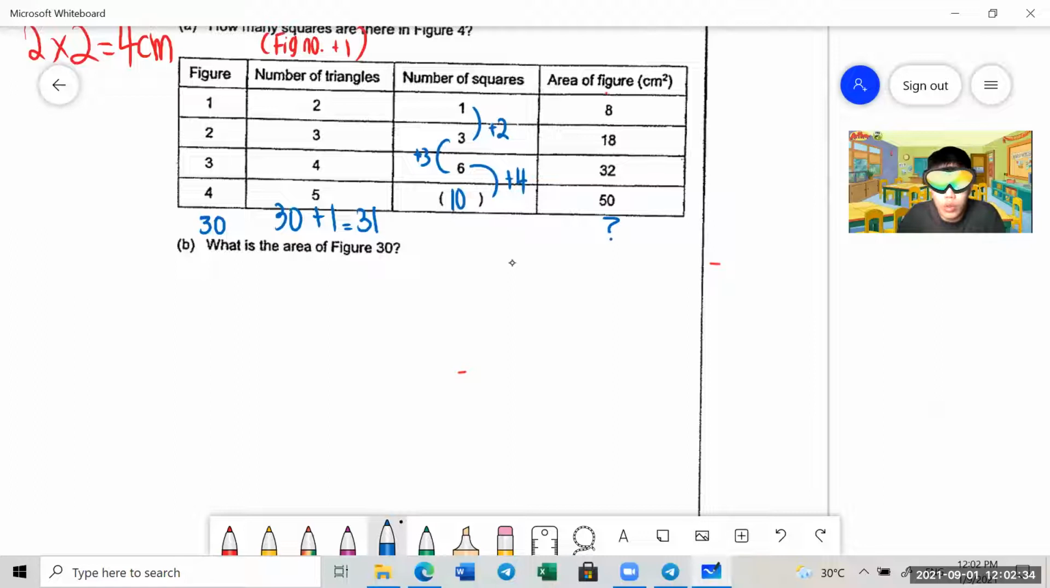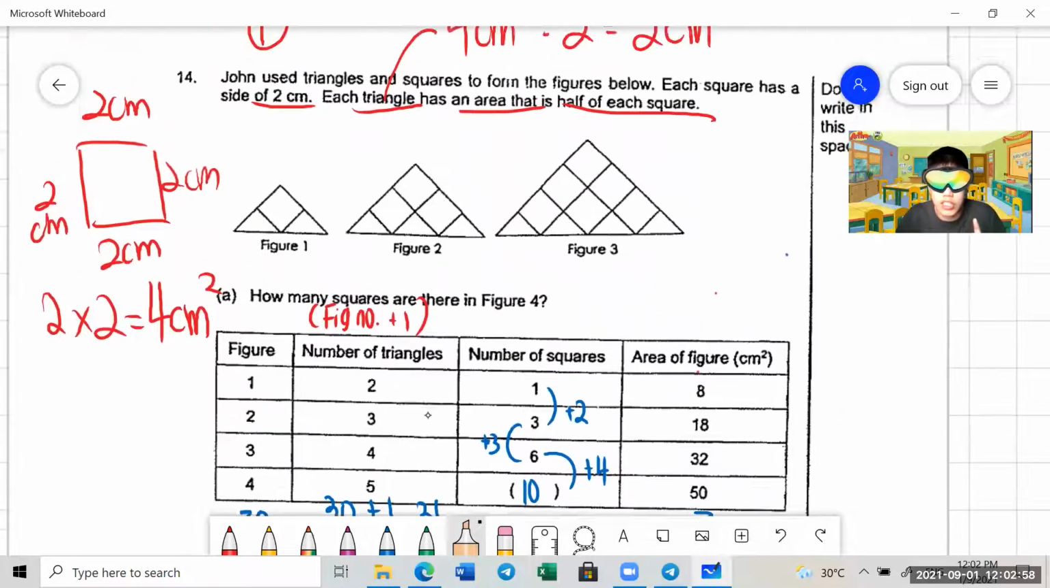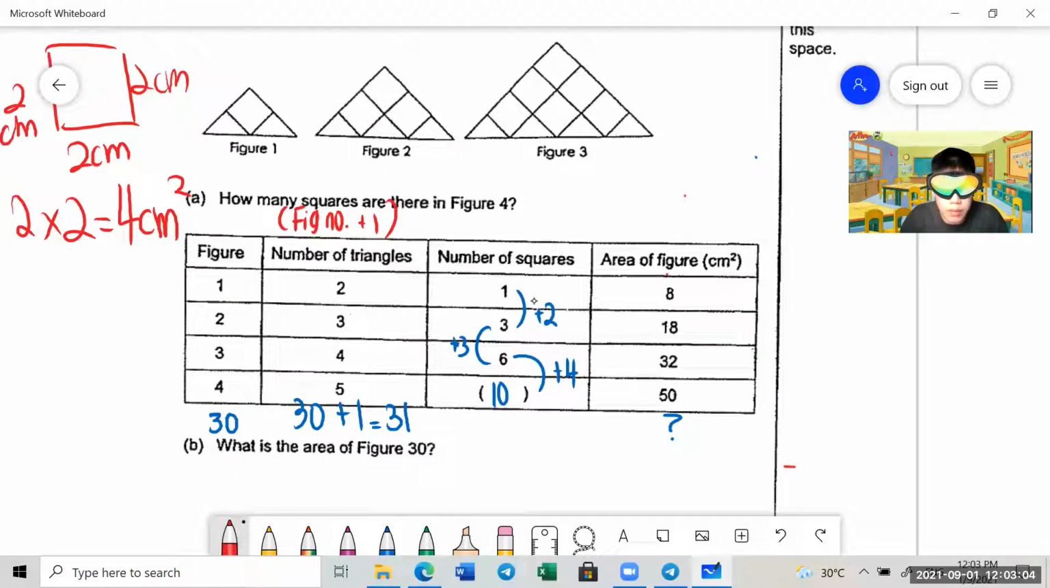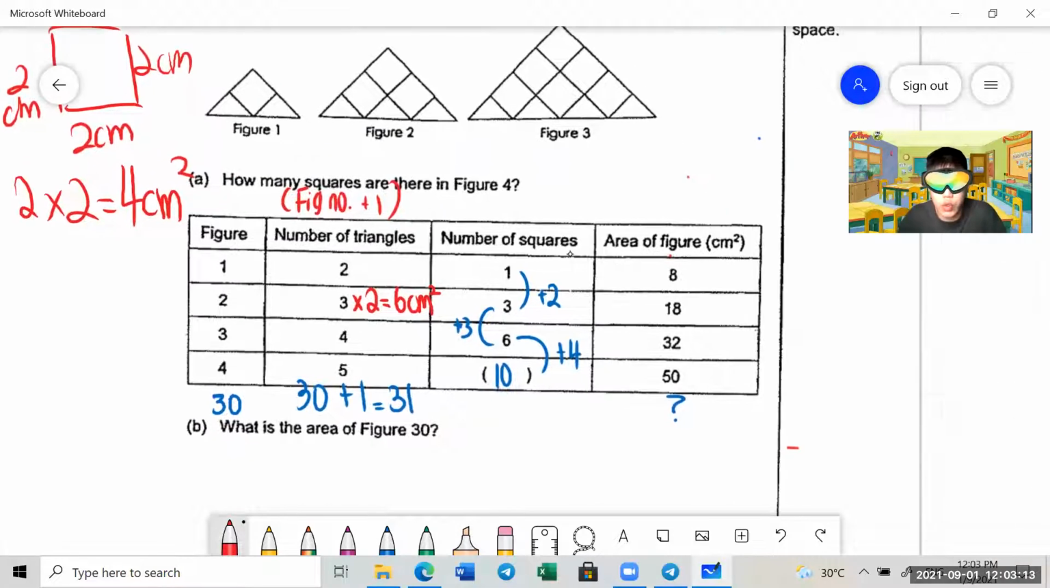Why am I finding the number of squares after the number of triangles when they're asking us for the area of the figure? Simply because there is a relationship between the number of triangles, the number of squares and the area of the figure. Let's just explore a little bit now. If there are 3 triangles, just now we learned that the area of a triangle is 2 centimeters squared. If I have 3 triangles, it means 3 times 2, which equals 6 centimeters squared. If I have 3 squares, and 1 square is 4 centimeters squared, 3 squares will be times 4, which equals 12 centimeters squared.